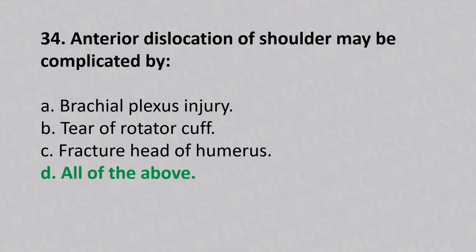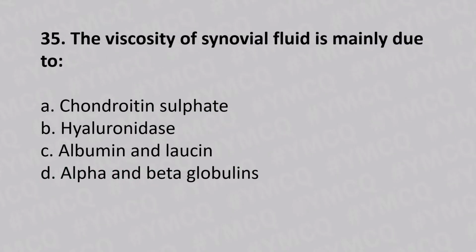Moving to our 35th question. The viscosity of the synovial fluid is mainly due to option A, chondroitin sulfate, option B, hyaluronidase, option C, albumin and leucine, option D, alpha and beta globulin. And the answer is option B, hyaluronidase.